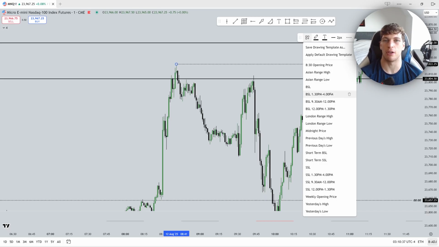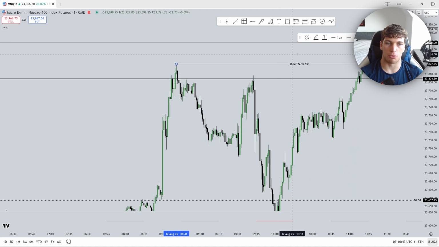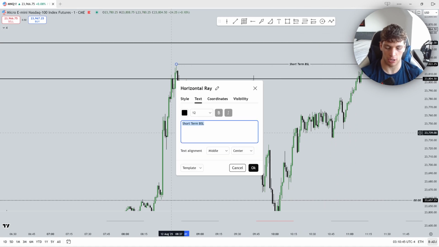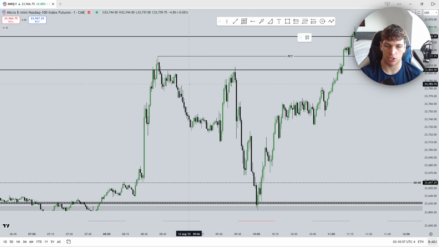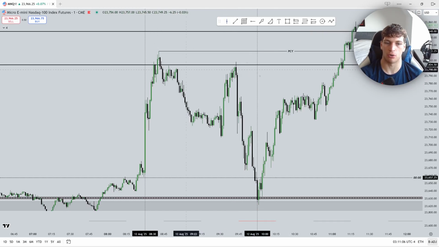And this is where you frame your executions. This is where you look for the manipulation to take place, and this is where you can target in the market. So we've got this buy side liquidity there, which I'm going to name the previous cycle high. Because like I said, this is between a certain time, which is between 8.30, which I'm going to mark there, and 10 o'clock. So this is the high between that cycle.